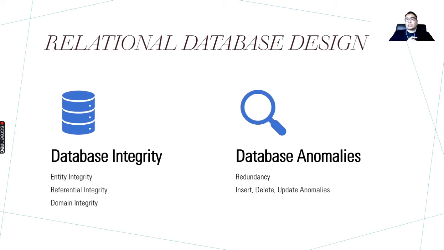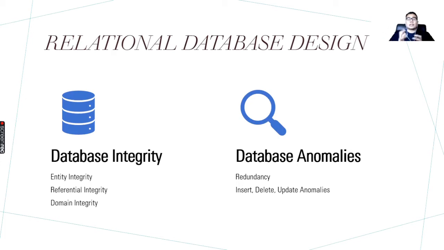Using a relational database, we can enforce what we call database integrity. Database integrity consists of entity integrity, which refers to the requirement of the primary key for an entity. The primary key cannot be a null value, so it has to have a value. Other than that, we also have referential integrity and domain integrity, which I will explain after this. And this database integrity is to prevent what we call database anomalies, which can happen due to redundancy and update, delete, and addition anomalies.